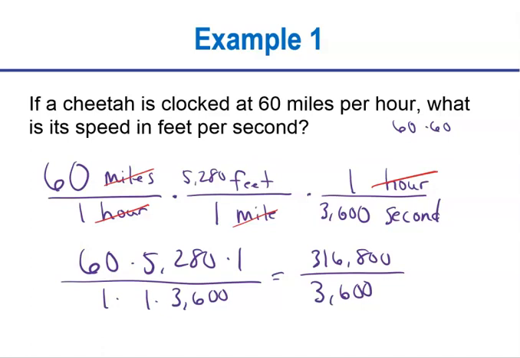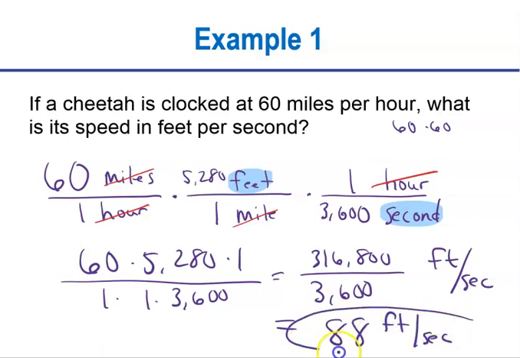Now don't forget about your units. What's still remaining unit-wise is feet per second, and that's what our answer is supposed to be in. So that's feet per second. And then let's do the division: 316,800 divided by 3,600. And I get 88 feet per second.